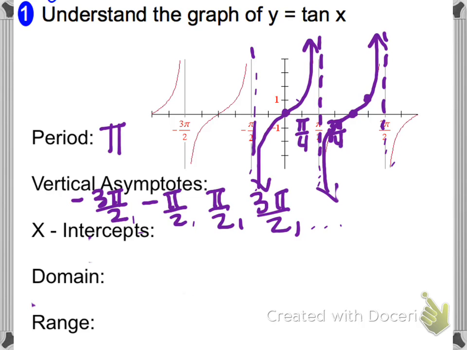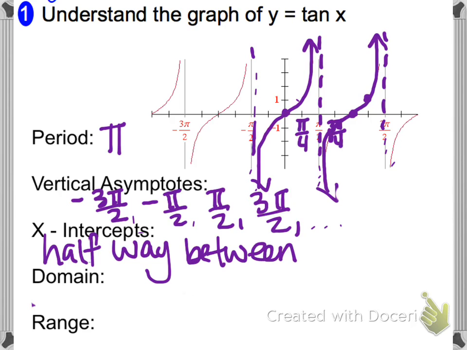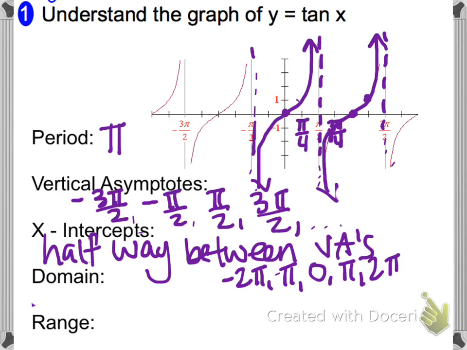If you'll notice looking at this, our x-intercepts happen right in the middle, halfway between those vertical asymptotes. And notice that in this case, those are zeros and multiples of pi. So we've got negative 2 pi, negative pi, 0, pi, 2 pi, and so on. And those are all of our x-intercepts.